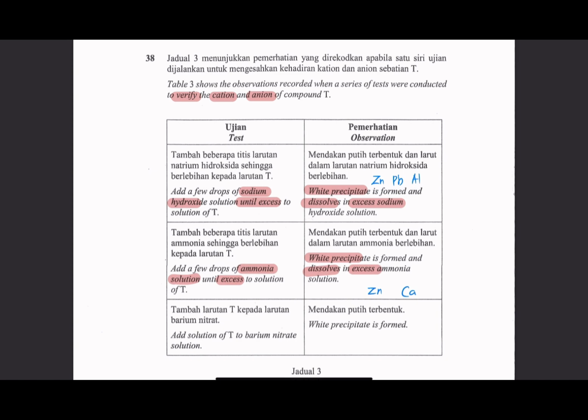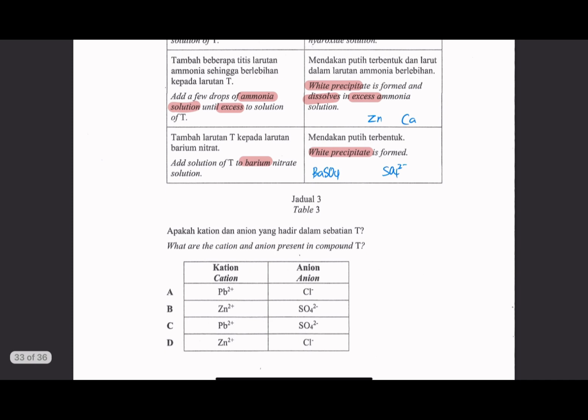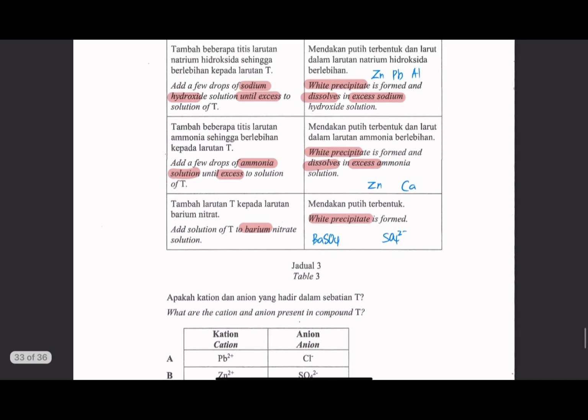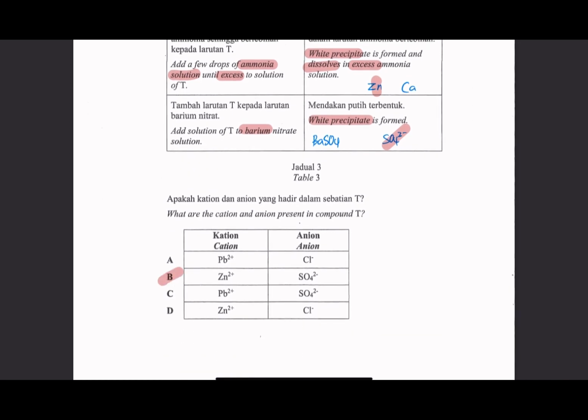The last one, add the solution of T to barium nitrate solution, and then a white precipitate is formed. Okay, barium, you get a white precipitate. This should be the sulfate, because barium sulfate is an insoluble salt. What are the cation and anion in the compound? The cation should be zinc. Anion is sulfate. Zinc and sulfate.